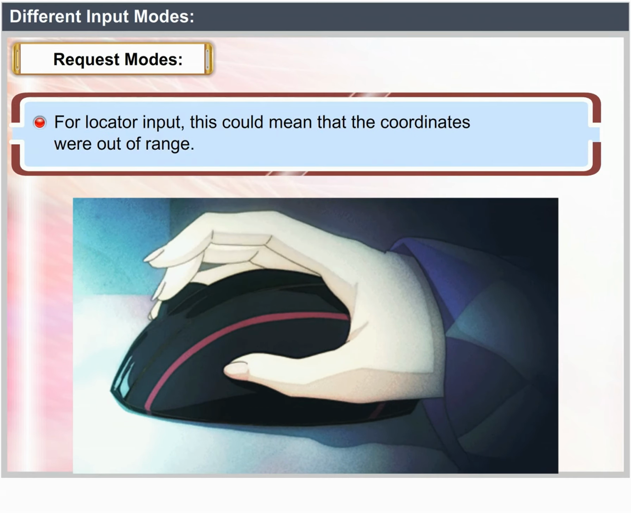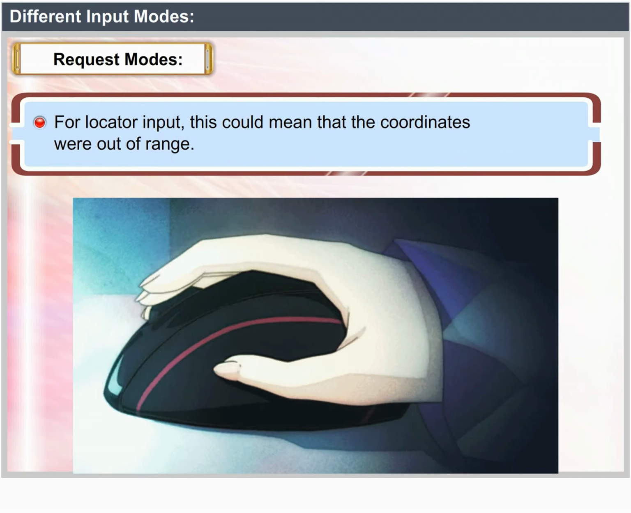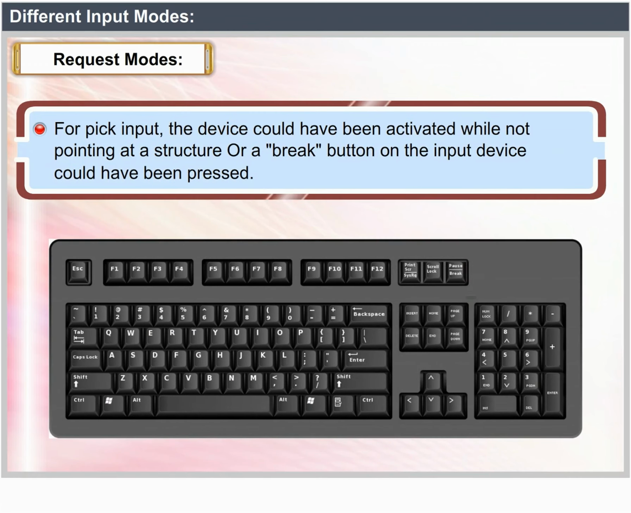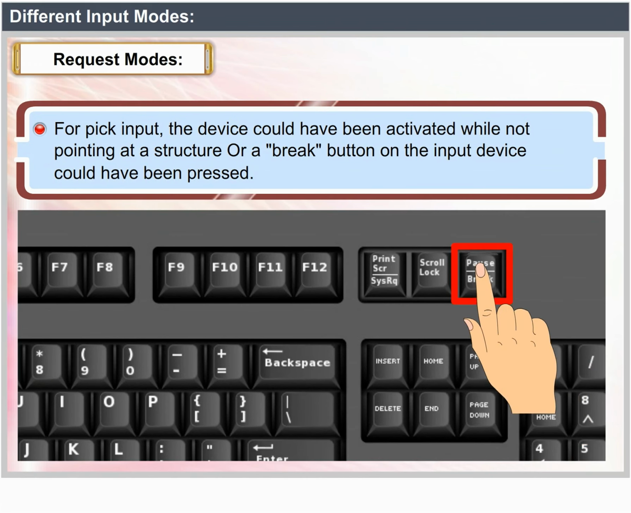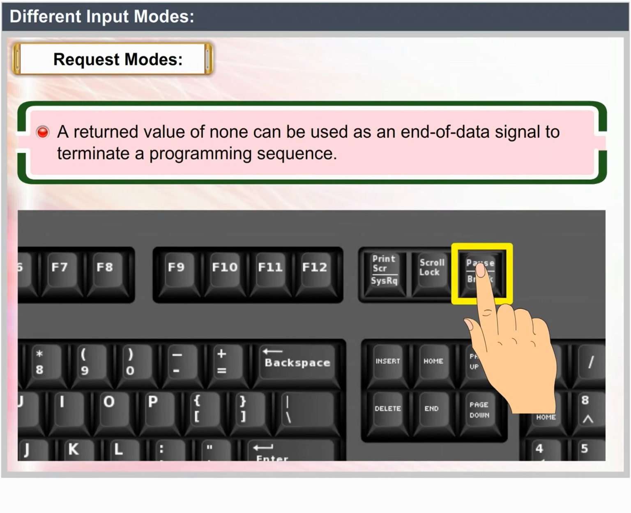For pick input, the device could have been activated while not pointing at a structure, or a break button on the input device could have been pressed. A return value of none can be used as an end of data signal to terminate a programming sequence.